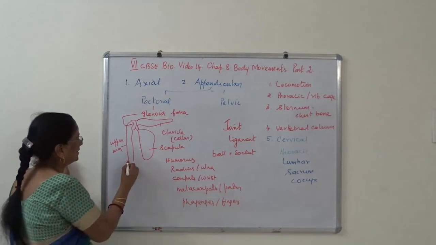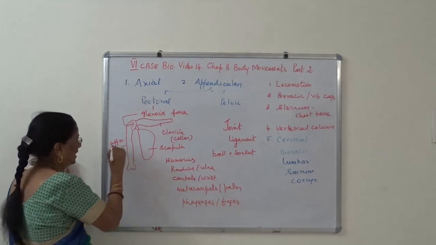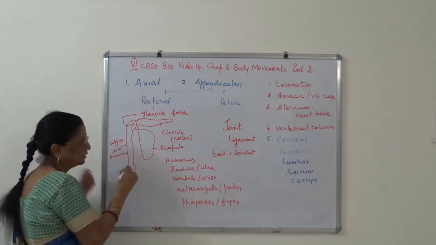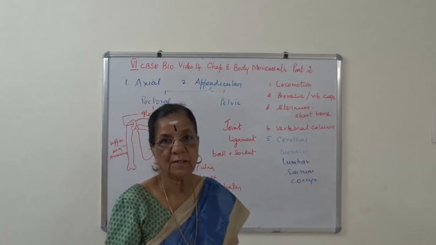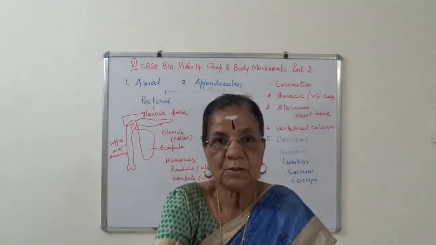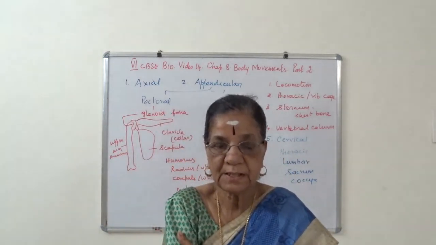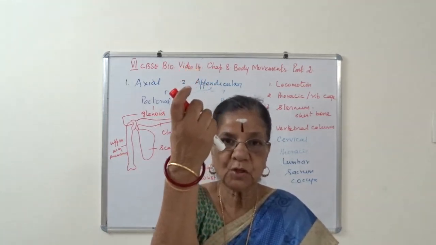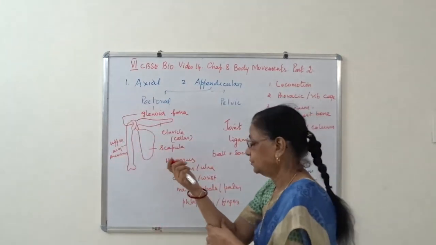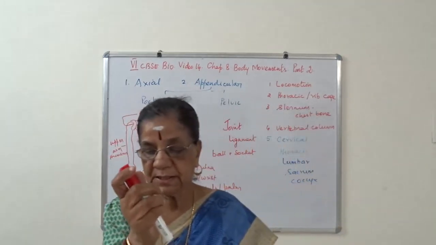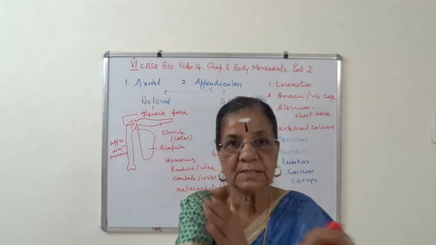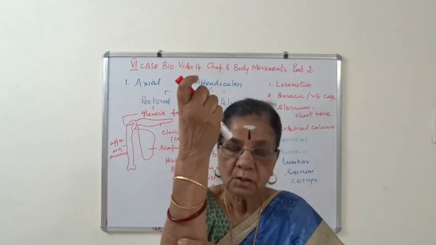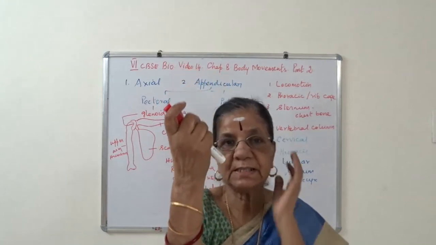Now this upper arm is called humerus. And then this bone here is the forearm. The forearm has two bones, radius and ulna. This is the upper arm or humerus. This is the forearm with the two bones, radius and ulna.